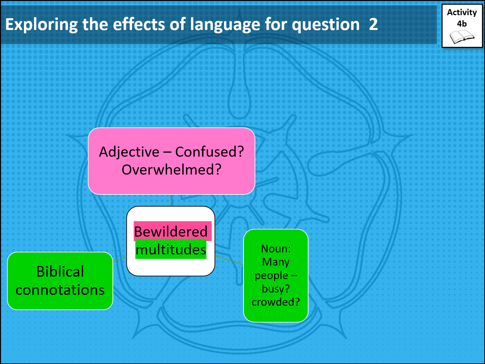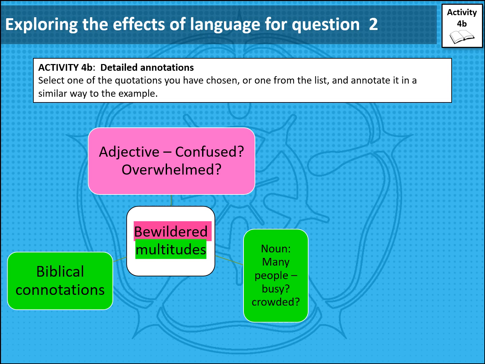The best answers always explore several different aspects of a quotation. In the example, I've analysed the effects of the quotation bewildered multitudes in 3 ways. The adjective bewildered suggests that the day trippers are confused and overwhelmed by the experience, that it is not entirely pleasant. The noun multitudes shows that the city is very crowded, but it also has biblical connotations, which helps create the impression that the bank holiday trip is almost like a religious pilgrimage for those in search of something beyond their ordinary lives.